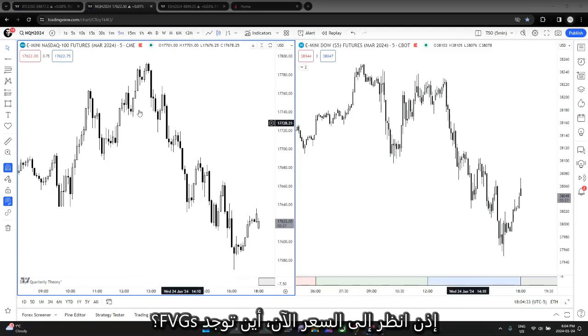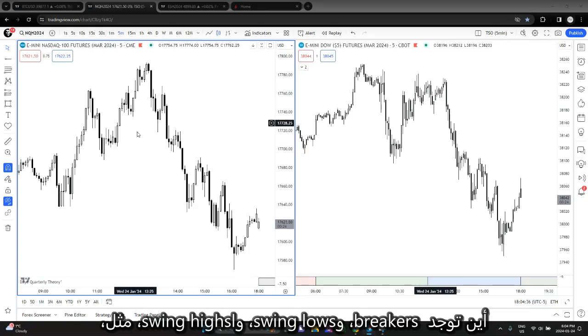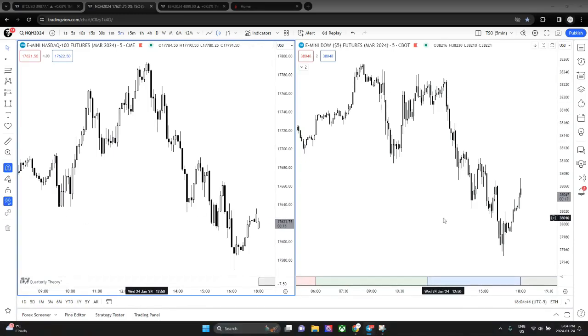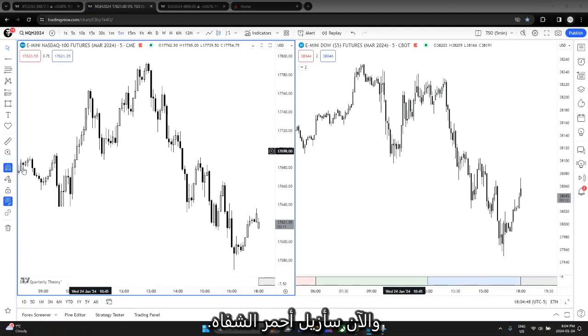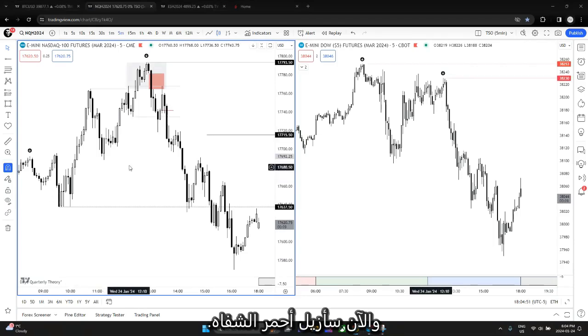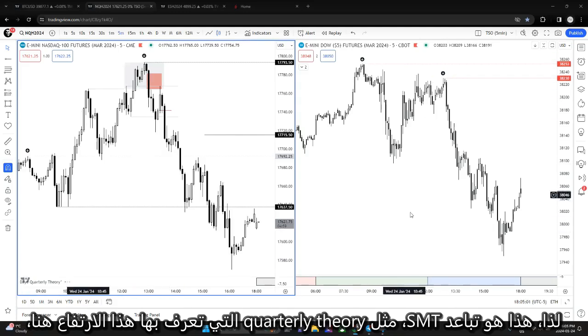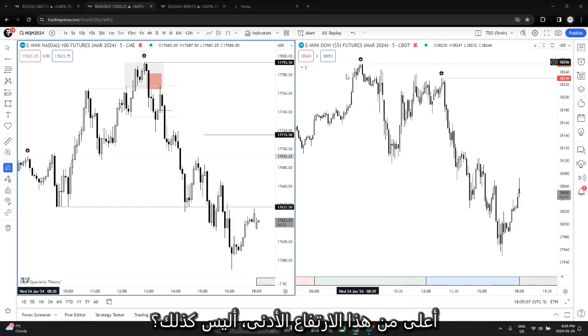So look at price right now. Where are the fair value gaps? Where are the breakers, the swing lows, the swing highs? Look at the specific times at which they occur, right? And now I'll take the lipstick off. So this is SMT divergence. Like with our quarterly theory, this high right here is higher than this lower high, right?